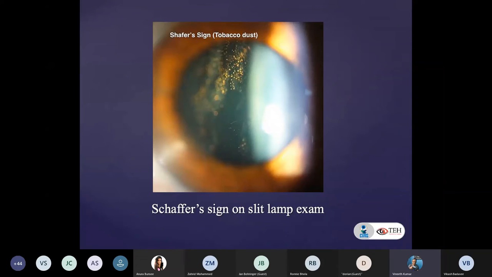But what one can do in your clinic setup is, if a patient presents with a history of acute onset floaters, a slit lamp examination of the posterior segment, that is the anterior vitreous, behind the lens, would give you an indication if there are any pigment cells present. And these are called the Shafer sign, which is tobacco dusting. It would allow you to know that there is a pigment release into the vitreous cavity. That means possibly a retinal tear, and the patient needs to seek attention at the earliest possible.